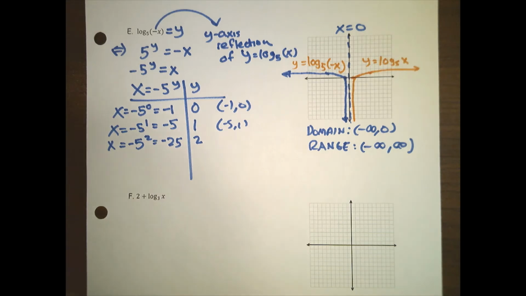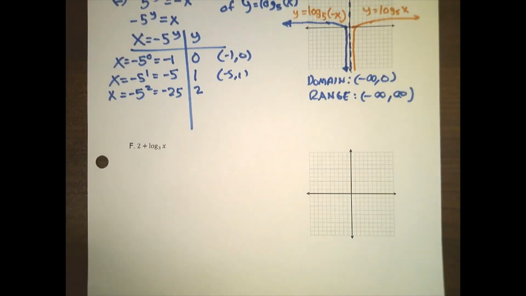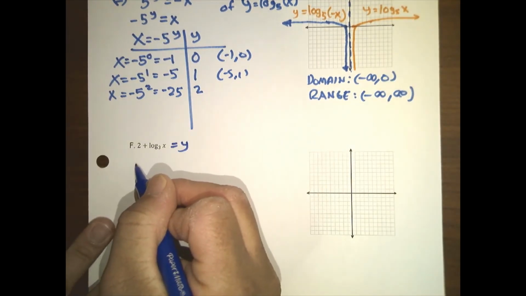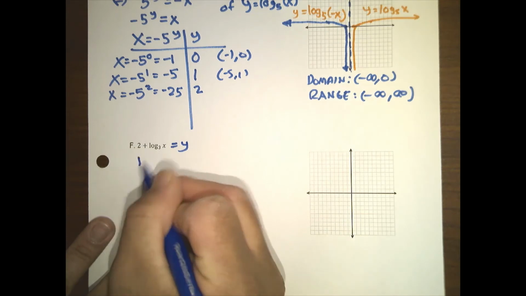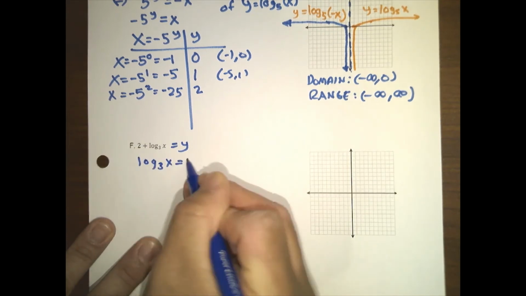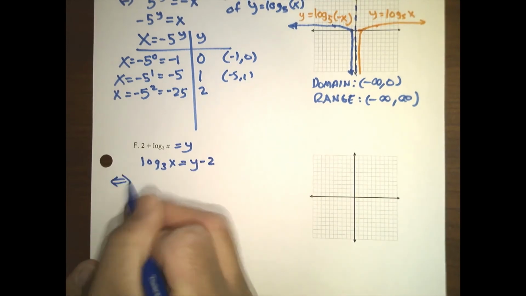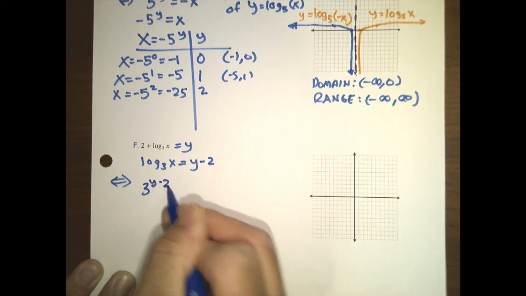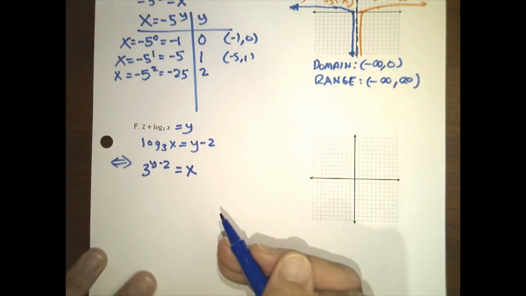All right, let's try another one here. So f is 2 plus log base 3 of x. So what do we have here? This is equal to y. So I'll subtract the 2. So log base 3 of x is y minus 2. And so in exponential form, that's the same as 3 to the y minus 2 power is equal to x.